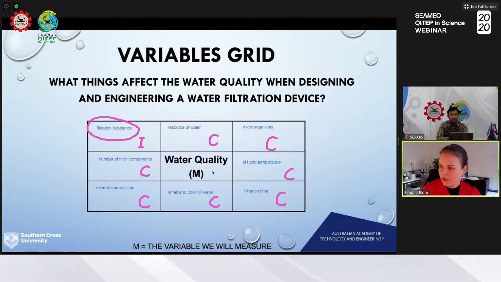And this one in the middle, the one I measure, is also called the dependent variable. So I'll put a D there for dependent. Okay, so that's a really fun activity. You could get your students to be doing that as well. And I'm just going to clear that off and move on to the next one.